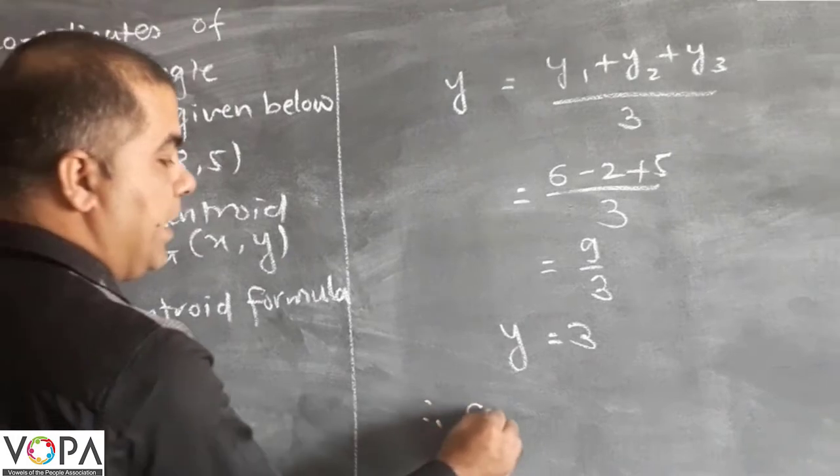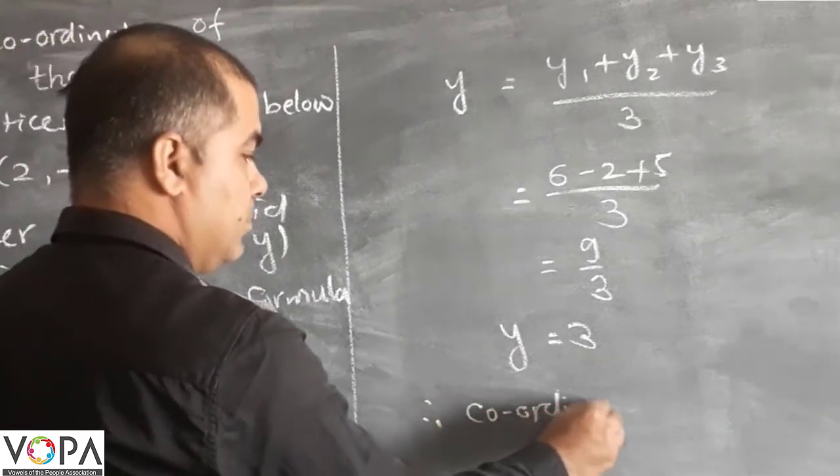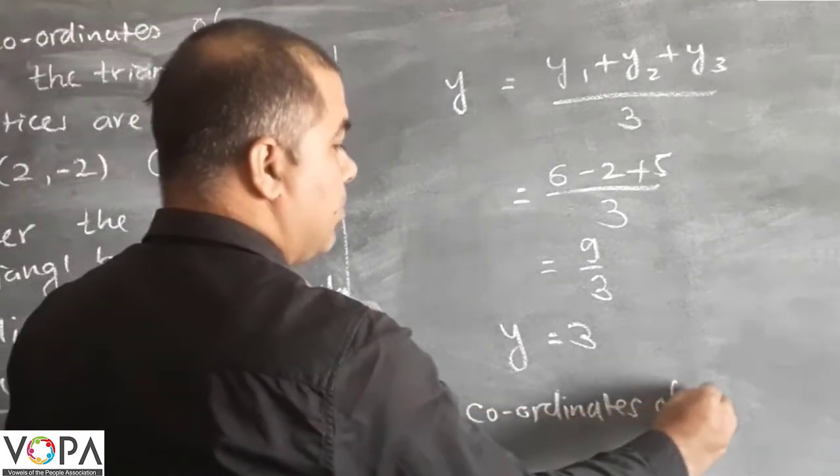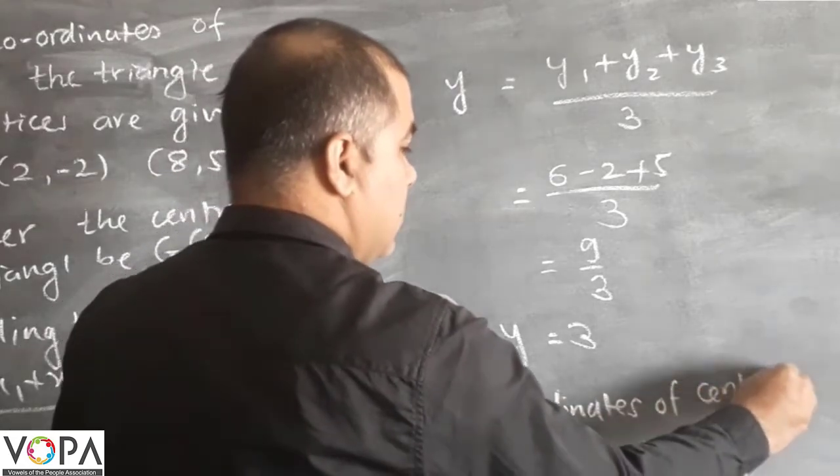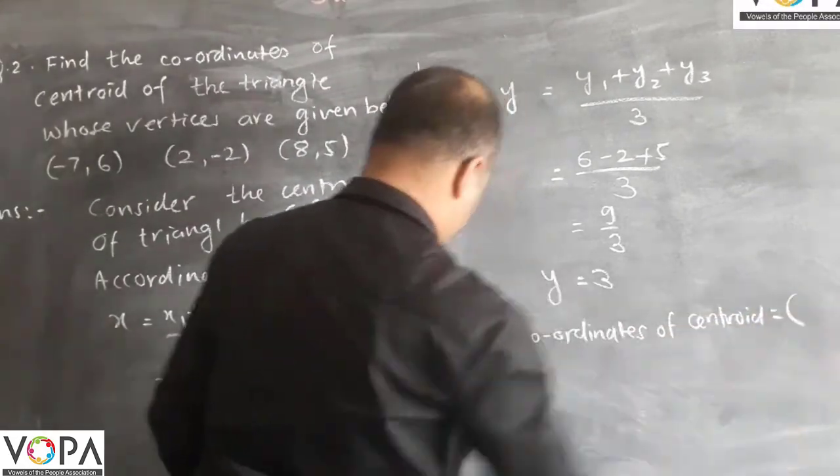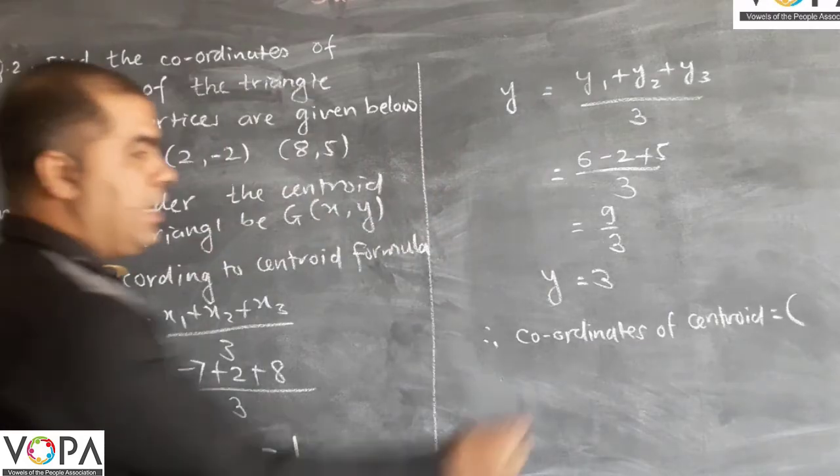Therefore the coordinates of centroid is equal to 1 and 3.